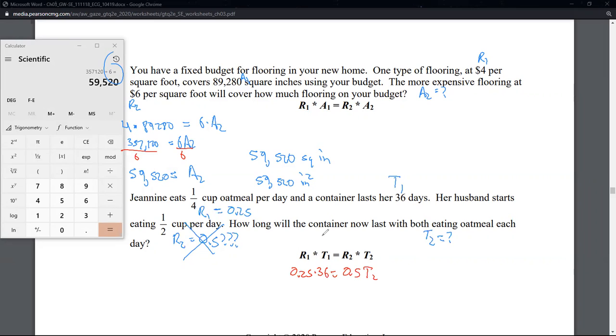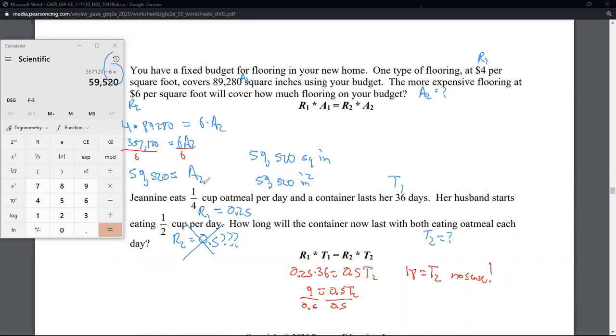All right, so 0.25 times 36 is going to be, what is that, 9? Yeah, that's 9. So 9 equals 0.5 T. Just divide both sides by 0.5. And 9 divided by half is the same as 9 times 2, but you've got your calculator, so you don't need to know that. And you get 18 is equal to T2. But it makes no sense. Why does this make no sense?